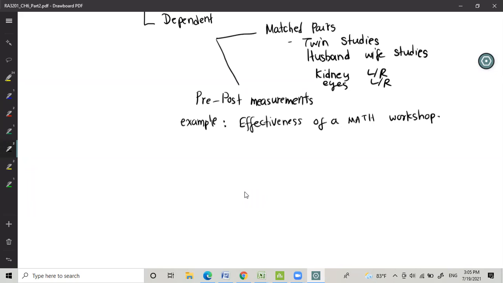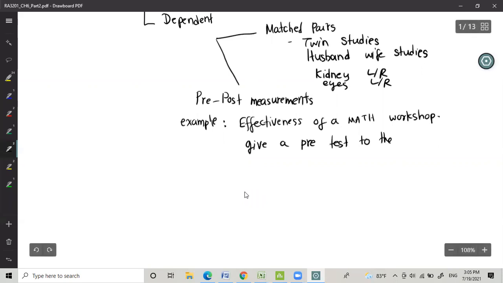So what you do is you give a pre-test. You give a test containing some mathematical calculations to the participants, right? So you give a pre-test to the participants and grade it and find the scores. And you conduct the workshop, and at the end of the workshop, you give another test. We call it the post test. So this is the end of the workshop. You give the post test.